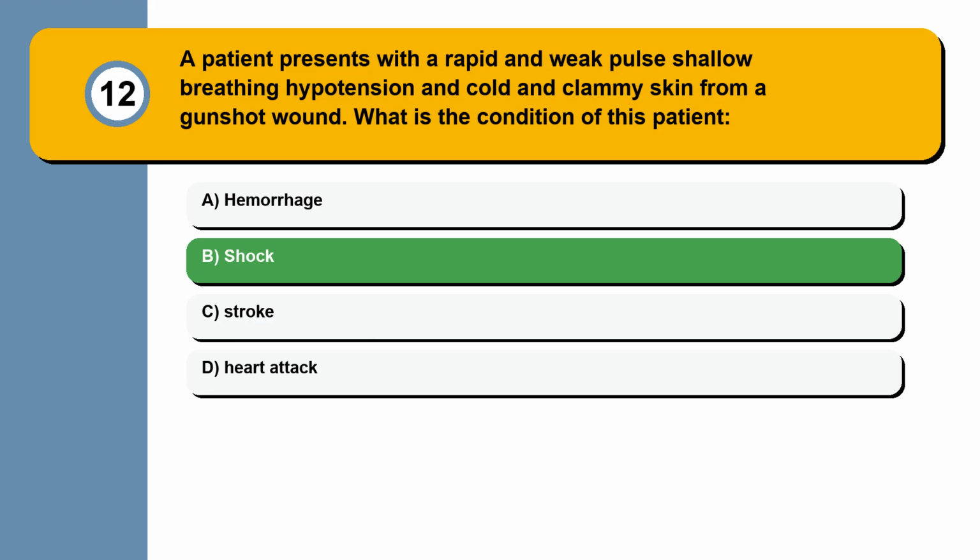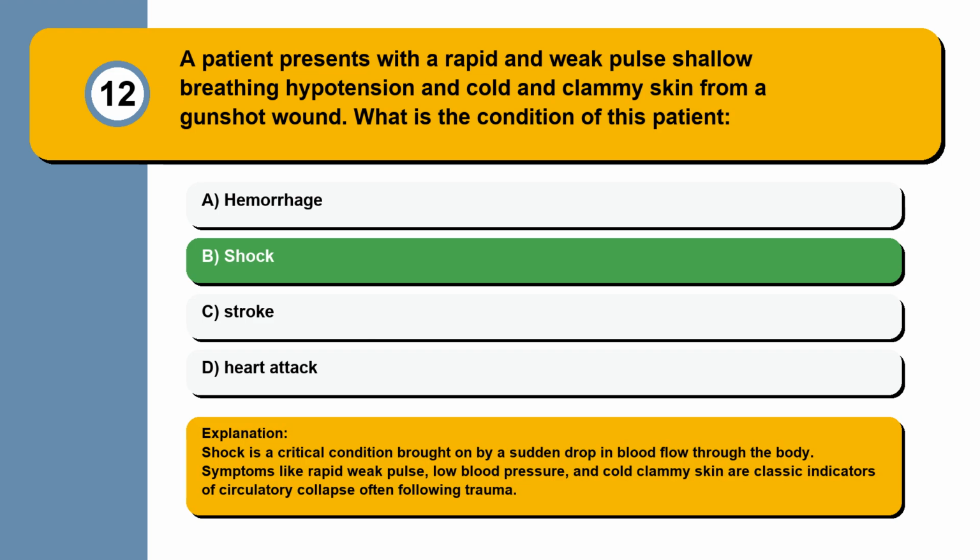Shock. Explanation. Shock is a critical condition brought on by a sudden drop in blood flow through the body. Symptoms like rapid weak pulse, low blood pressure, and cold clammy skin are classic indicators of circulatory collapse, often following trauma.